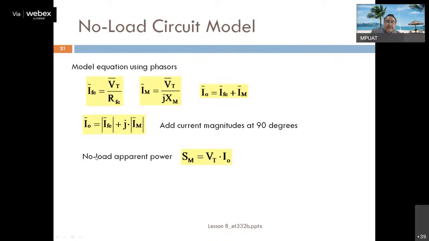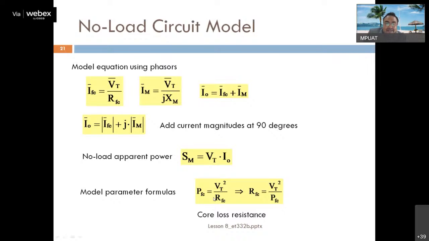Okay, so we can write down that the no load current, no load primary current, is the phasor sum of these two currents, core loss component and the magnetizing current. Okay, next comes the no load apparent power. Very clear, it is the dot product of the applied voltage multiplied by the no load current. So this is the apparent power.